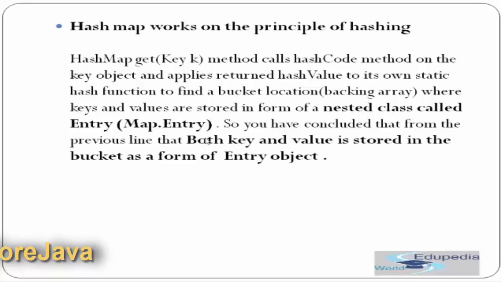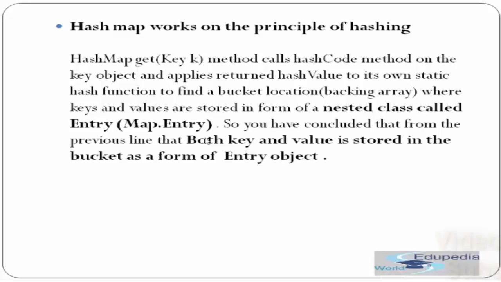Now, how does HashMap work on the principle of hashing? Well, HashMap gets a key, and the method calls the hashCode method on the key object and applies the returned hash value to its own static function to find the bucket location, where the key and value are stored in the form of a nested class called Entry, which takes a key and value pair. So you can conclude from the previous lines that both key and value are stored in a bucket in the form of an Entry object.